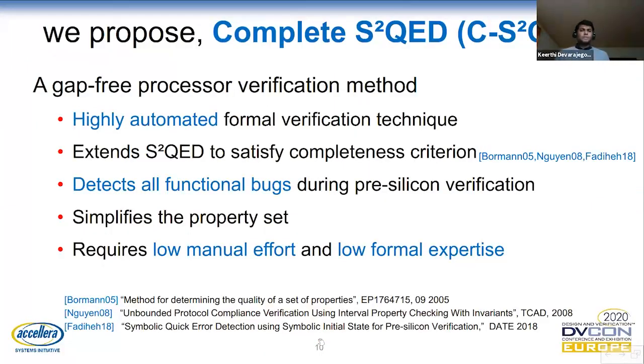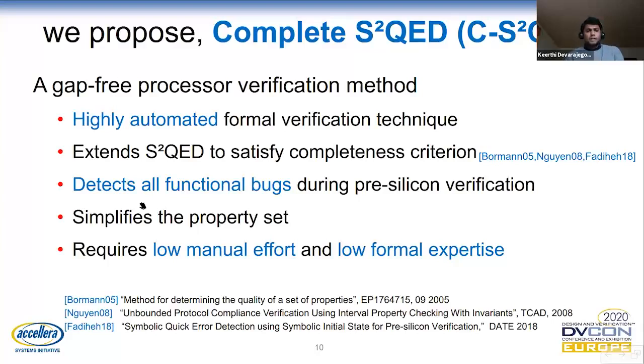So what we are proposing today is a complete S²QED. As I said, complete S²QED uses formal verification, and this approach is highly automated. It extends a previously known technique called S²QED to satisfy the completeness criteria. The completeness criteria is a methodology proposed by OneSpin, also called gap-free verification. It proposes how to write a set of properties that completely verify the design, that means a set of properties that have no holes in it.